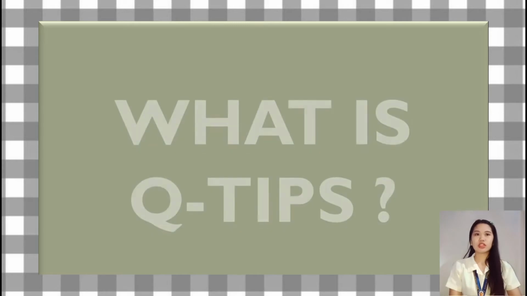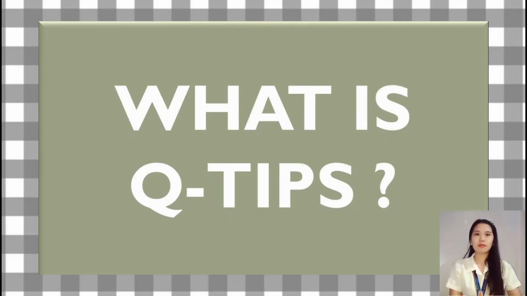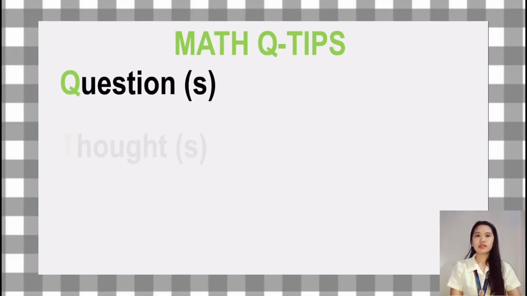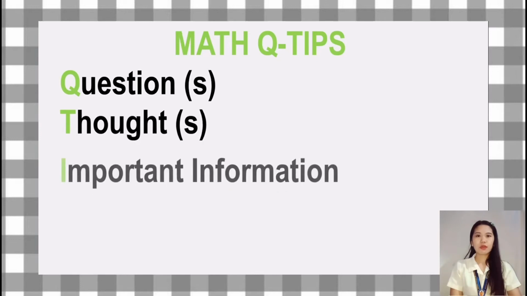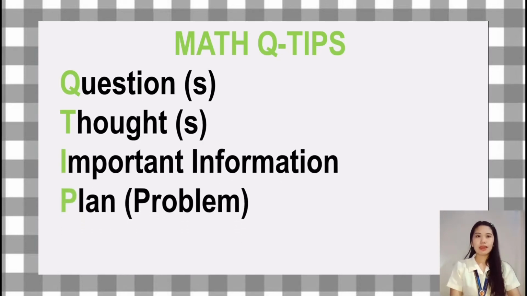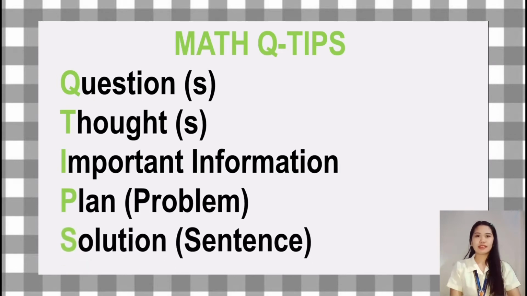But first of all, let me discuss what is Q-tips and its importance in solving mathematical problems. So Q-tips is a new strategy for solving mathematical problems. So Q stands for questions, T is for thoughts, I is the important information, P is plan about the problem, and S is the solution or the sentence.